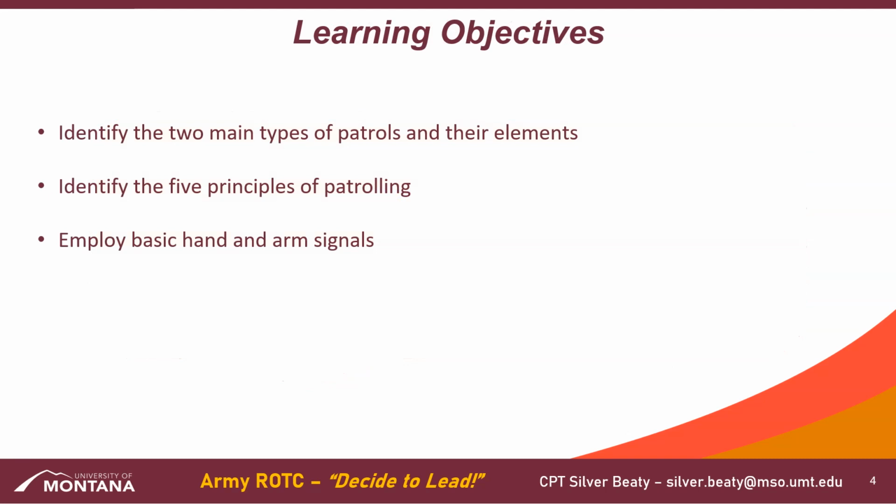Now moving into our learning objectives, what we're going to do through this lesson is we're going to identify the two main types of patrols and their elements. We're also going to identify and talk through the 5 principles of patrolling. And then we're going to talk about employing our basic hand and arm signals with a few examples right out of your Ranger handbook. You may have different SOPs depending on your university, but for now, these are the basic ones that you would find. Of course, if your university has an SOP that looks different than what I'm going through, follow your university's typical standards, okay?